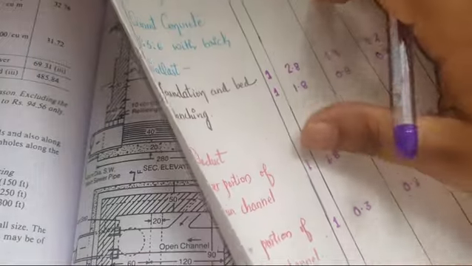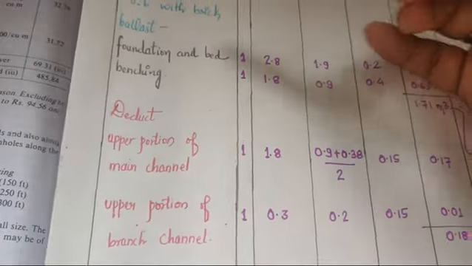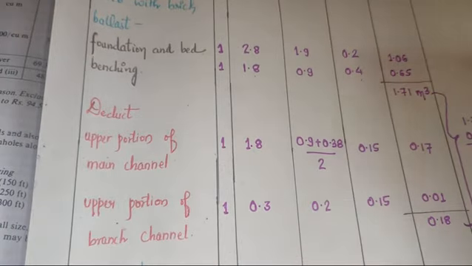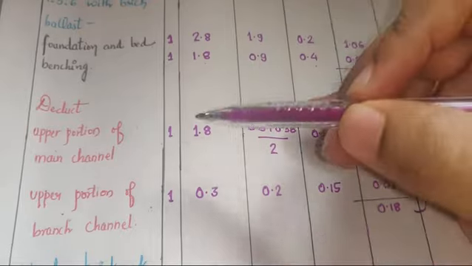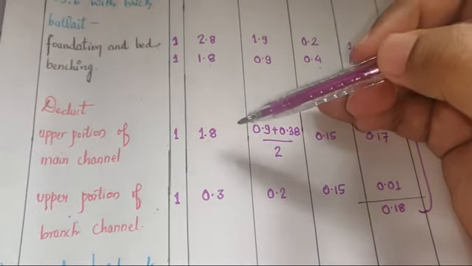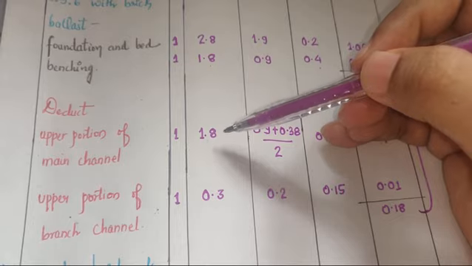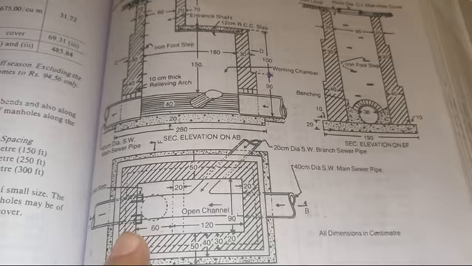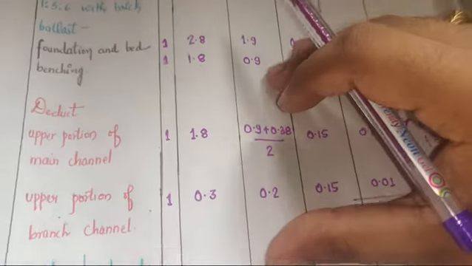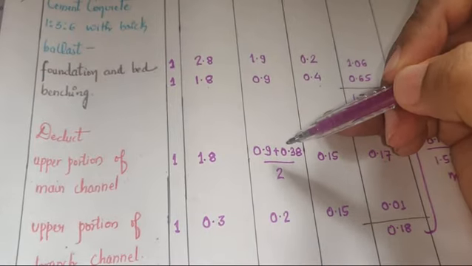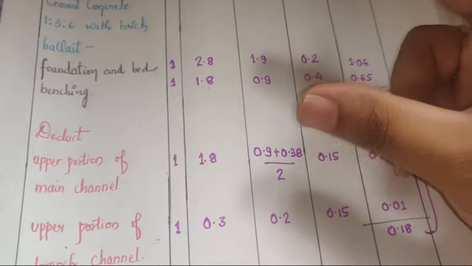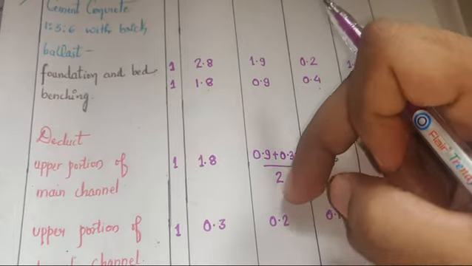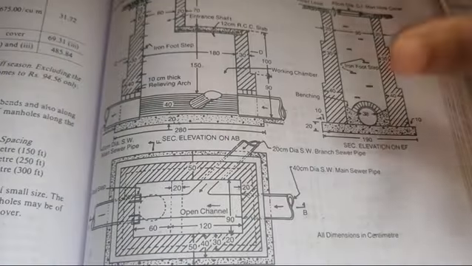For that we'll take up the deduction part, which is the upper portion of the main channel and the upper portion of the branch channel. Now for the upper portion of the main channel, the length will remain the same, it is 1.8. The pipe is running full, you can see here this is running full. Now what will the difference be here? You have to take the width as the average of the 0.9 width and the inner dimension of the pipe, divided by 2, that is this portion.